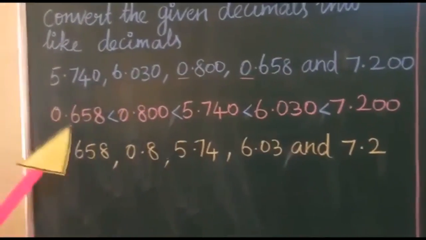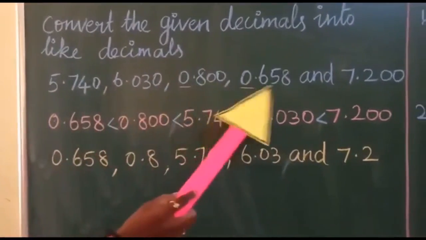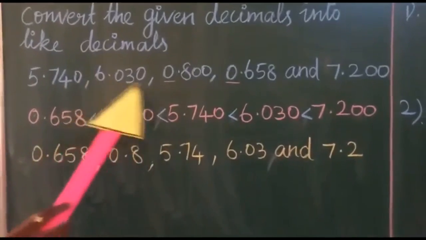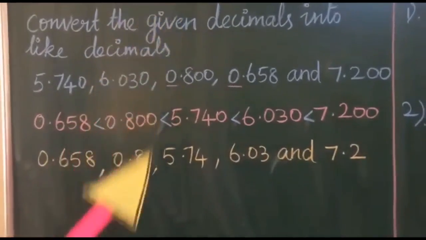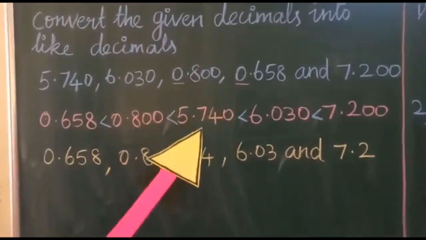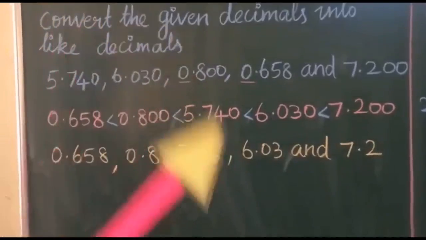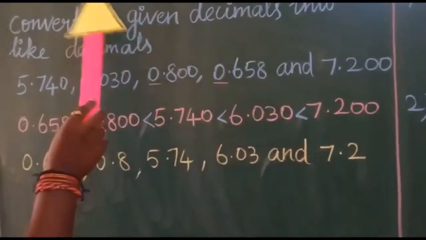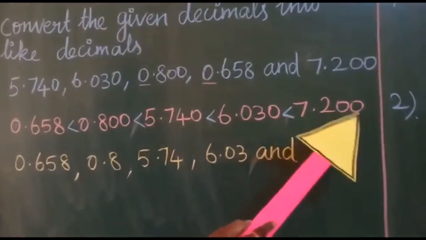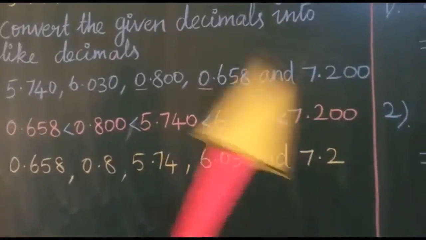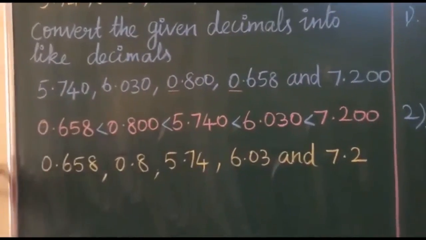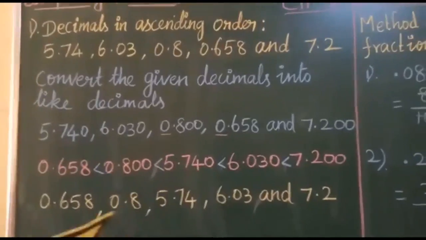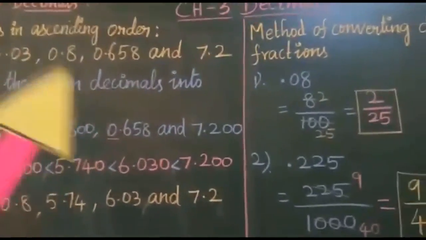Now we write the same numbers in their original form: 0.658. For 0.800, what is the original number? 0.8, that we can write. What is the original number of 5.74? 5.74, that we can write. What is the original number of 6.030? 6.03, that we can write. And 7.200? 7.2. So I hope you understand how to compare the decimals in ascending order as well as descending order.